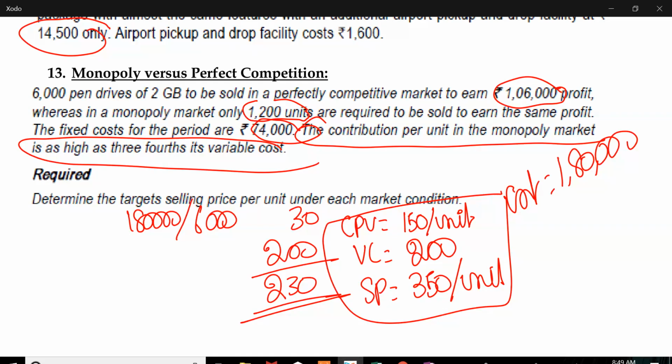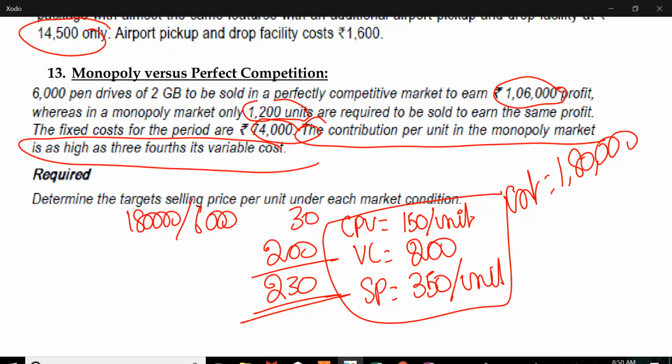1,80,000 divided by 6,000 units. So you get 30. Add a variable cost of 200. My cost cannot change. It can't be 3/4 and 4/3. Those relationships will not work out. And selling price is 230.